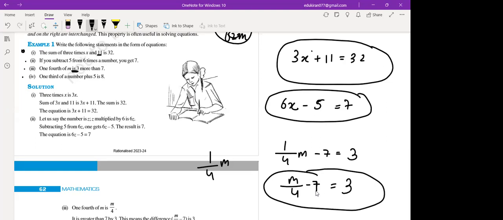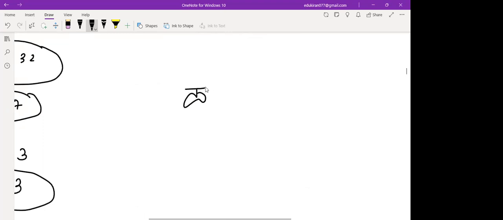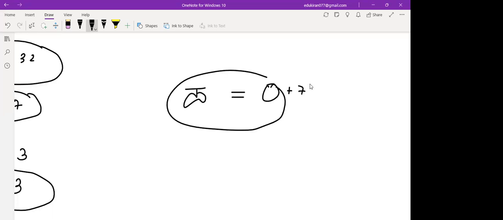Ma'am, why did we subtract 7 again? Because they have given this 3 is more than 7. So, if you will subtract 7 from here, it will become equal to this. Basically, what they are trying to say, for example, this is an apple. It is equals to this. But this is basically 7 more, right? So, that means these two are equal. So, 7 is already more. So, if you will subtract 7 from here, it will become equal to this, right?